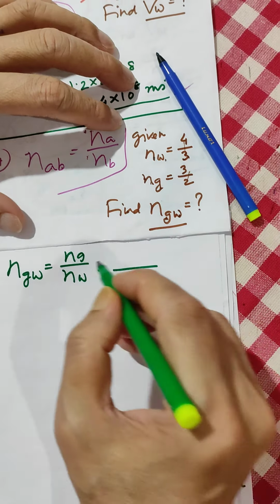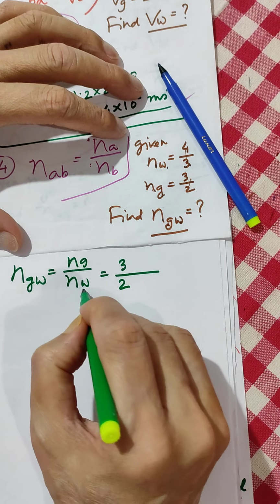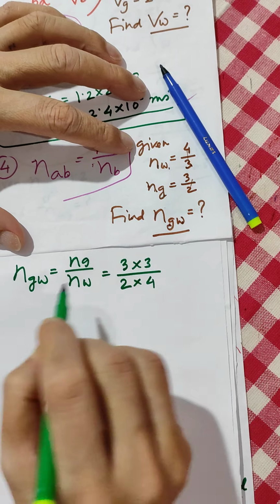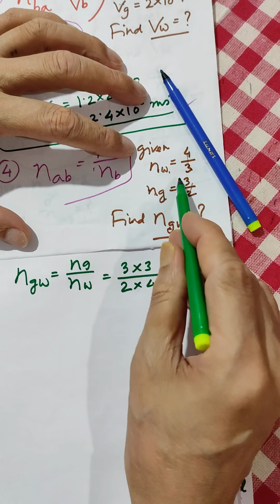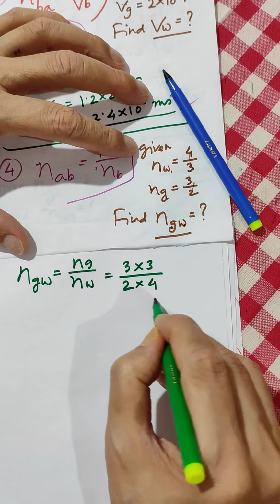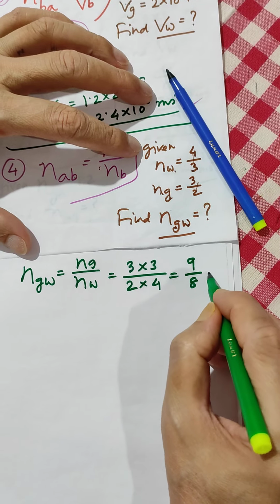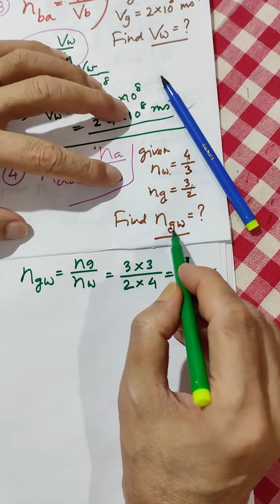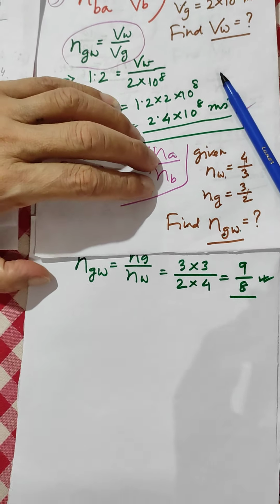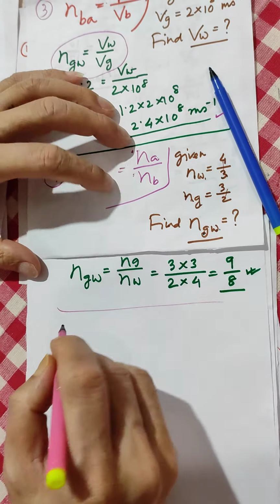The refractive index of Z is given, 3 by 2, divided by the refractive index of water, which is given as 4 by 3. So 4 by 3, that 3 will go up, isn't it? So finally you see you get 9 by 8, and this is the answer. So the refractive index of glass with respect to water is 9 by 8. You follow? So this is the way we have used this formula. Is it clear? Okay, now let us see the fifth one.